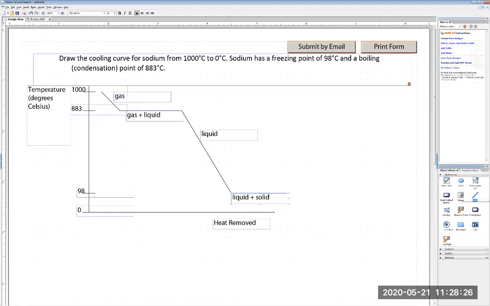And once you have only a solid, then the temperature can decrease again, and then you go all the way down to 0, right? So that portion here is meaning that you have only a solid, and the temperature of the solid is decreasing as you remove heat.